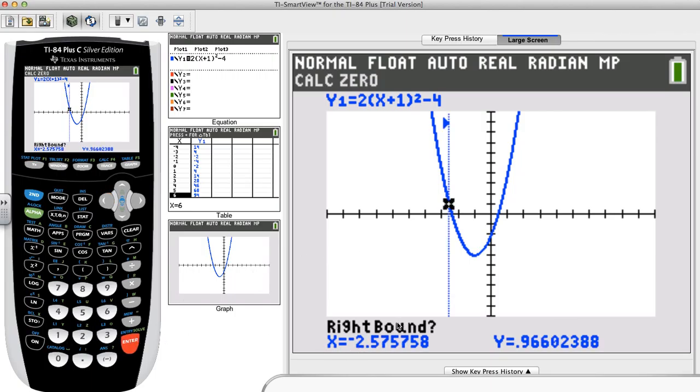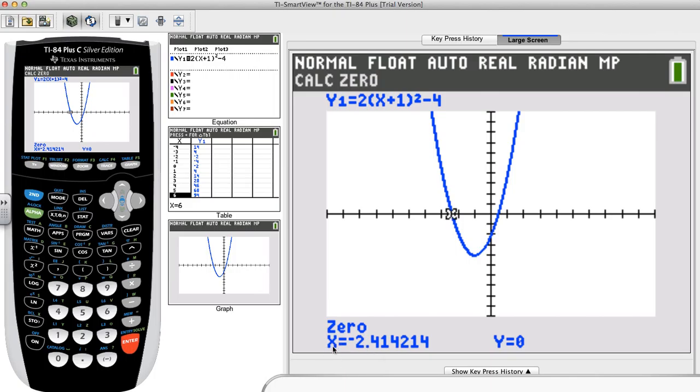Now it's asking you for the right bound. So think of a vertical line again going through your x-intercept, and your right bound is going to be a point to the right of this vertical line. So I'm going to move my cursor to the right, somewhere as close as I can be to my x-intercept. So press enter. As you can see, that's true. Look at those two arrows. My x-intercept is between those two arrows, so I'm doing good so far. So I need now to do an educated guess and press enter, not me, the calculator.